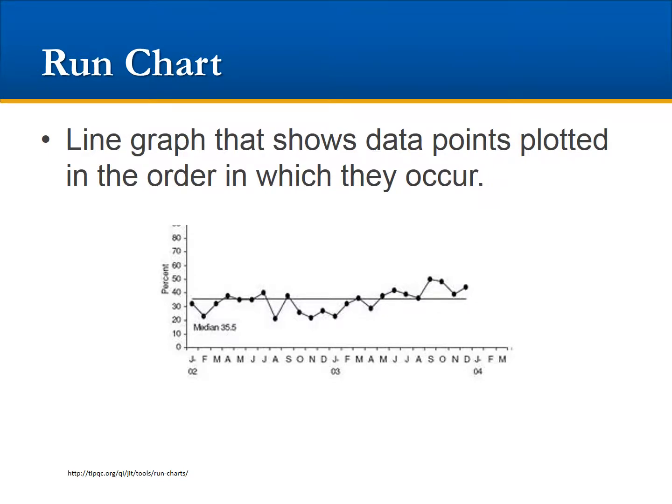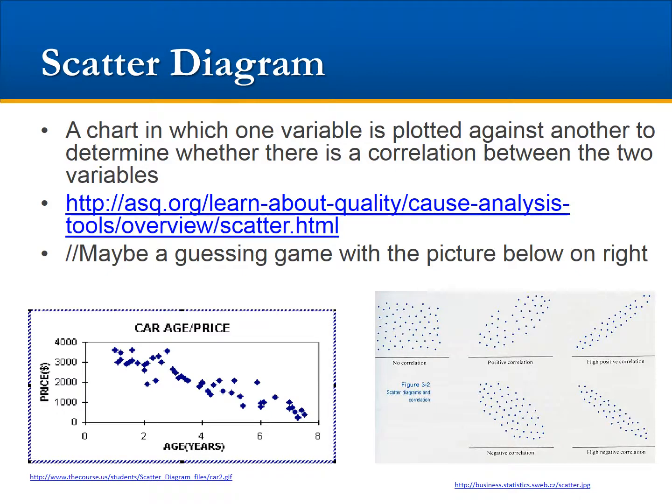The scatter diagram is a chart in which one variable is plotted against another to determine whether there is a correlation between the two variables. The scatter diagram graphs pairs of numerical data with one variable on each axis to look for a relationship between them. If the variables are correlated, the points will fall along a line or curve. The better the correlation, the tighter the points will hug the line.